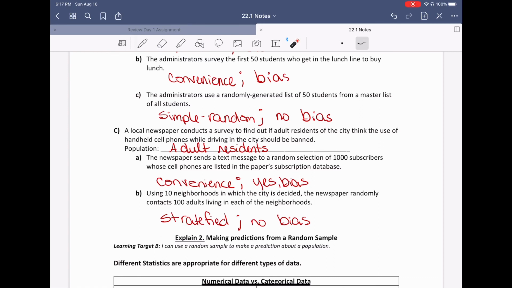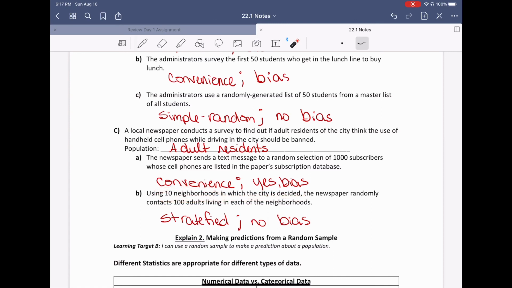And for B, using 10 neighborhoods in which the city is divided, the newspaper randomly contacts 100 adults living in each of the neighborhoods. All right, so this one, going back to cluster and stratified, okay? Why do we know it's cluster or stratified? Because we are looking at divided groups, okay? We're looking at 10 neighborhoods in the city.